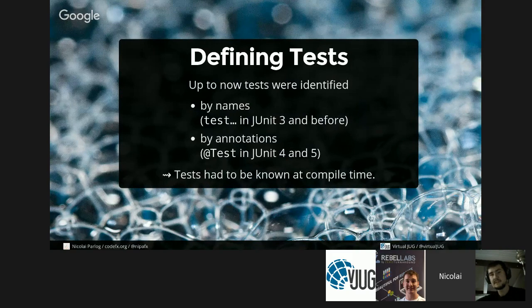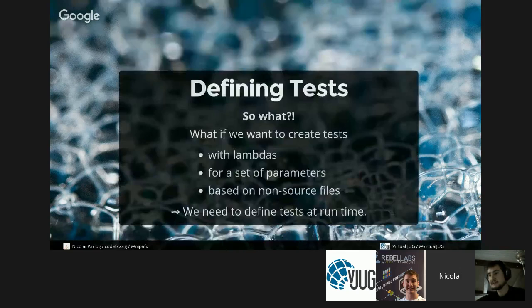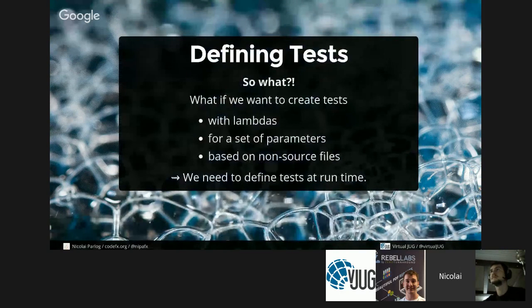But all of these have in common that the tests had to be defined at compile time. You write the test as a method, and it is present at compile time. And that, at first hand, doesn't sound so bad. But there are some things that people want to do that are not going well with that. For example, you might want to create tests with Lambda expressions. Or you want to say, I have a bunch of parameters, and I want to run the test for each of the parameters. Or maybe you want to even parse non-source files, maybe files that the testing department or some other people in your company put together, and you just want to run them.